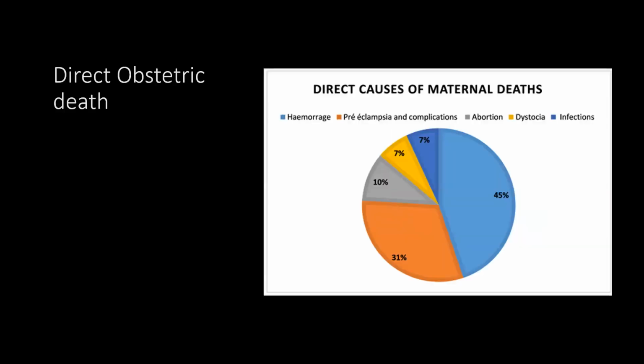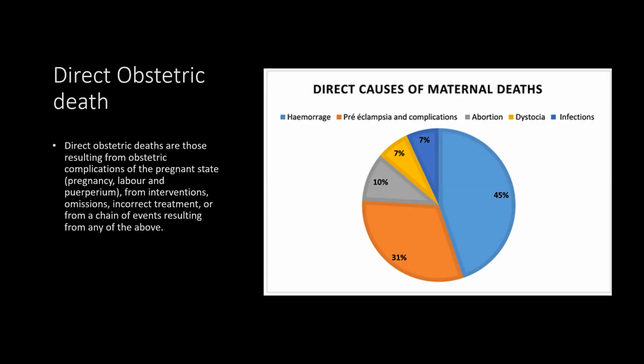What do you mean by direct obstetric deaths? Direct obstetric deaths are those resulting from obstetric complications of the pregnant status, pregnancy, labor, and puerperium, from interventions, omissions, incorrect treatment, or from a chain of events resulting from any of the above. Example, eclampsia, amniotic fluid embolism, obstructed labor, and puerperal sepsis.